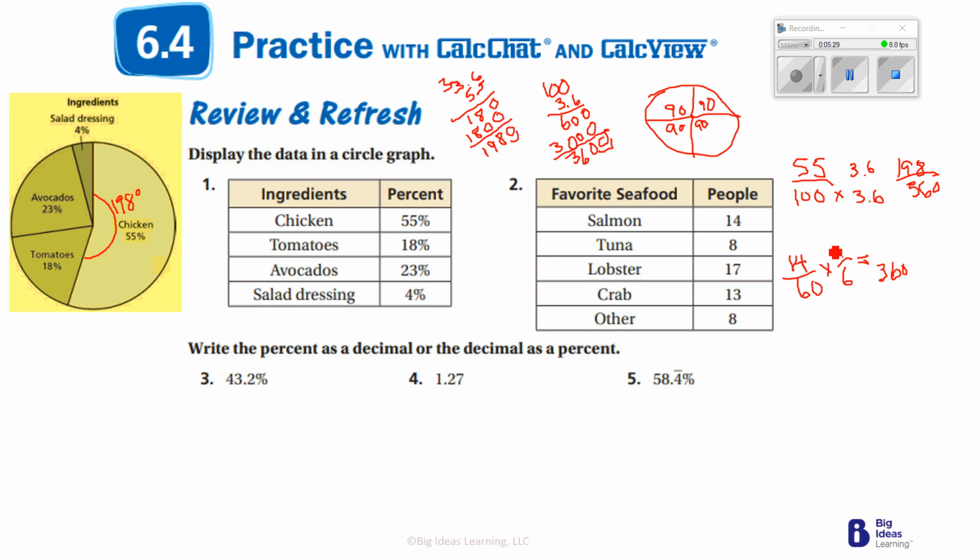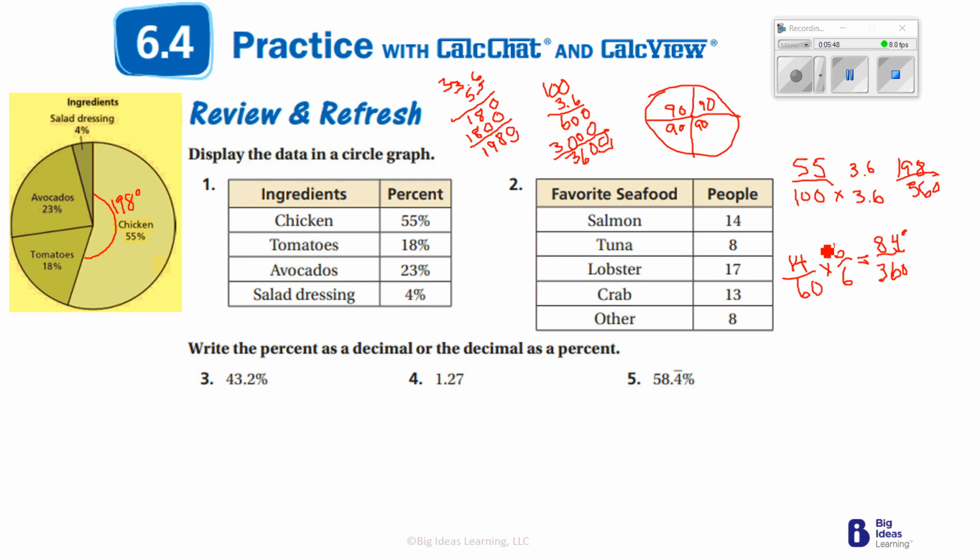And then when you have 14 times 6, well, 4 times 6 is 24. We'll carry the 2, and that means we'll have 1 times 6 is 6, 7, 8, so this would be 84. So this is going to be 84 degrees.